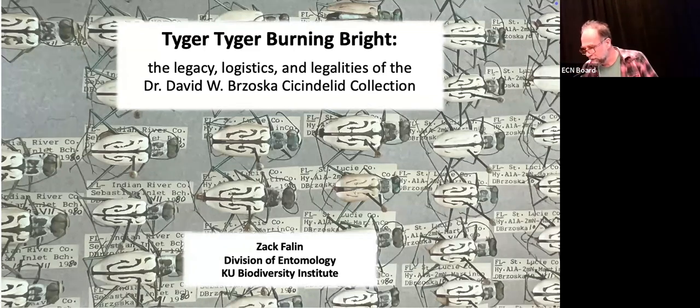Okay. Good afternoon. I'm Zack Falin, and I've been a collection manager at KU's Biodiversity Institute since 2003. I didn't realize our new institute director would be in the audience today, so I hope I'm not going to get myself in trouble. But I'm here today to introduce you to Dave Broska and his fantastic tiger beetle collection.